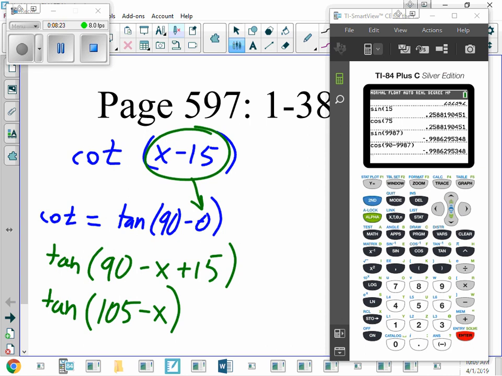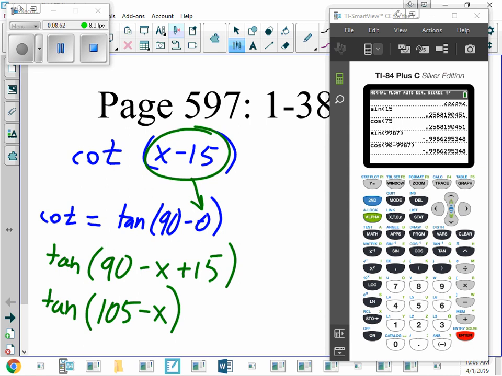So look at number 31. What can we do for 31 in the numerator? Factor it into 1 minus cosine squared and 1 plus cosine squared. Okay, look at number 29. 1 minus the cotangent of negative x.